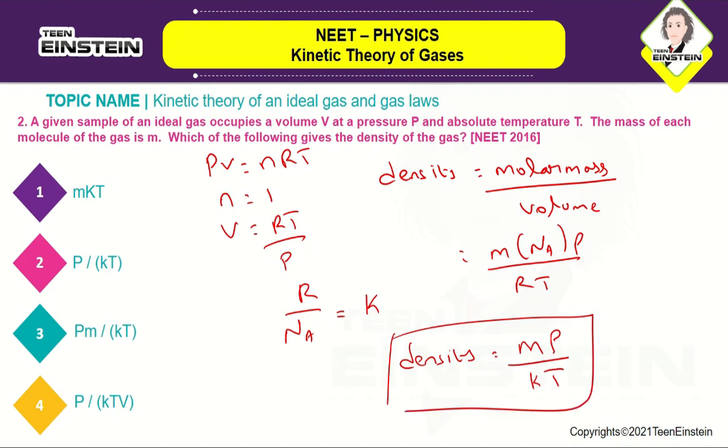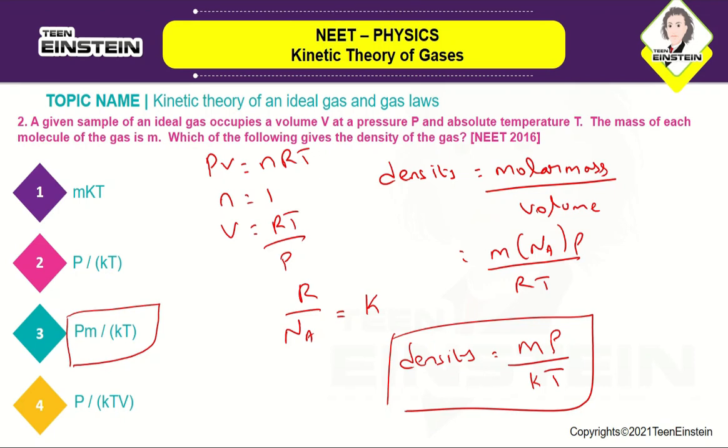So the equation for density is mP by kT. So the correct answer is option number 3. You're making use of the ideal gas equation PV equal to nRT, taking n equal to 1, and calculating the formula. Density is equal to molar mass by volume, and R by Na is the Boltzmann constant. You are going to substitute, so you'll be getting the final answer as density is equal to mP by kT.